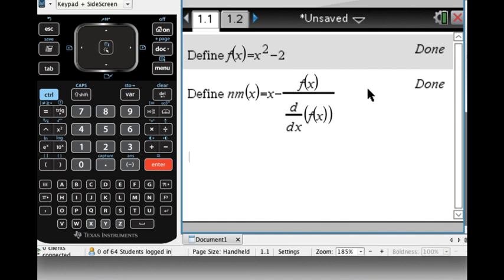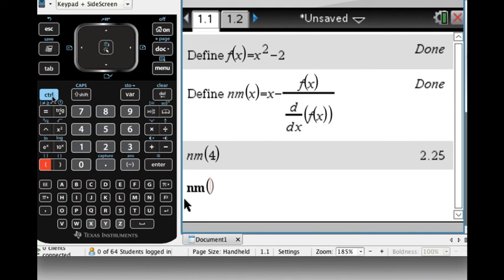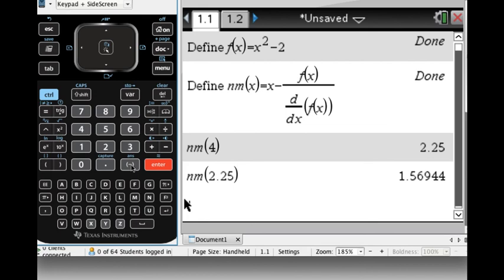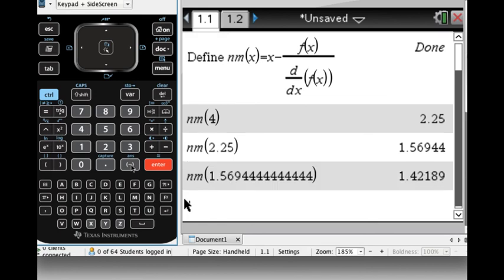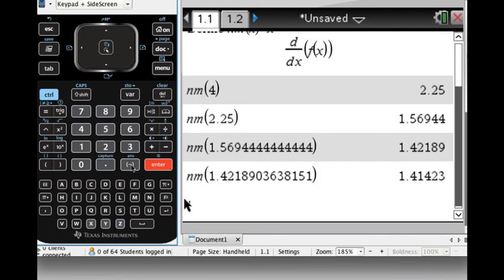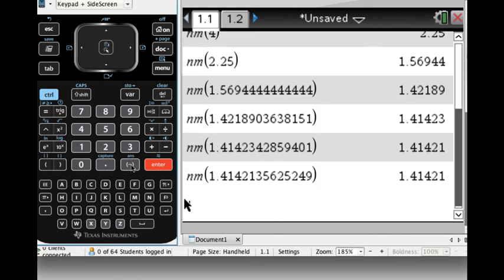So now I can go through the process we just did graphically, but I can do it algebraically. So I can say NM of 4, that's my initial guess. There's that 2.25 that we saw the first time we did it graphically. And then I can say NM of, and I can use my answer key, control answer, hit enter, and I get another approximation. Hit enter again, get another approximation. Hit enter again, get another approximation. And I can keep doing this until I really don't see a change.